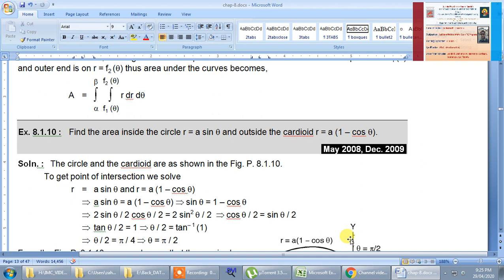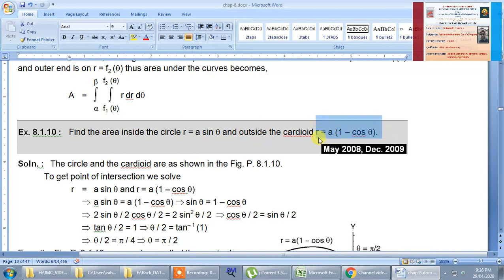Now let us have another problem where we have polar curves, and suppose that you want to find the area under two polar curves. So how to find the area under two polar curves? Suppose the problem is like this: find the area inside the circle r equals a sin theta, and outside the cardioid r equals a(1 minus cos theta).